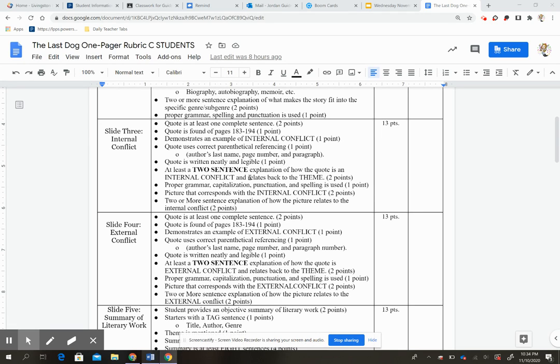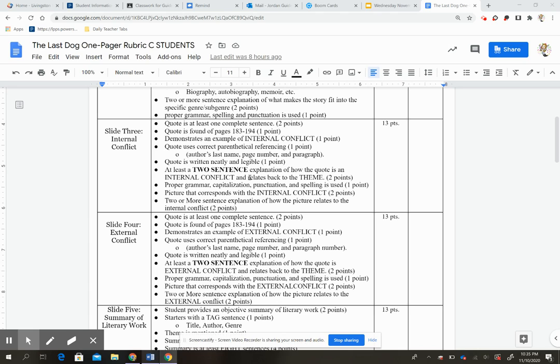You're doing the same thing that you did for slide 3, but you're finding a conflict that's happening outside of the body. So this is going to be either man versus man, where 2 characters are fighting, character versus nature, where he's dealing with the elements, or character versus society, where he's breaking rules or laws. You're going to make sure you quote it. You have correct referencing. You're going to have a 2-sentence explanation of why it's an external conflict and how it goes back to the theme of the story.